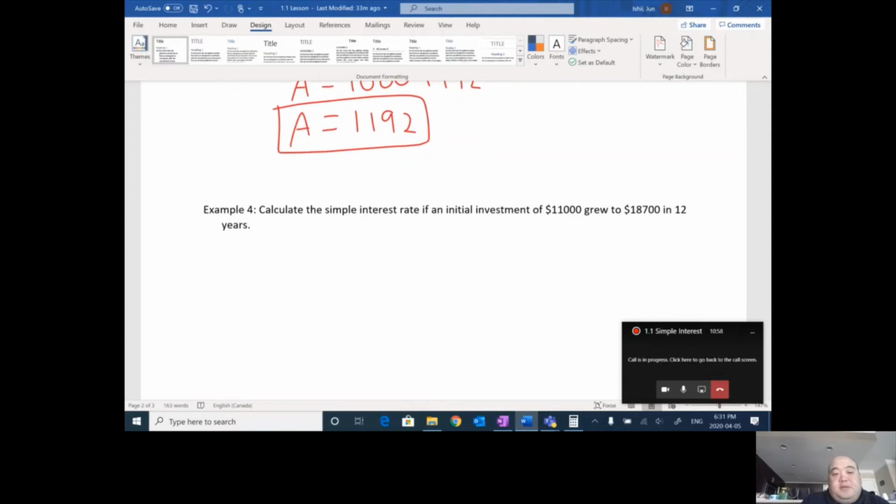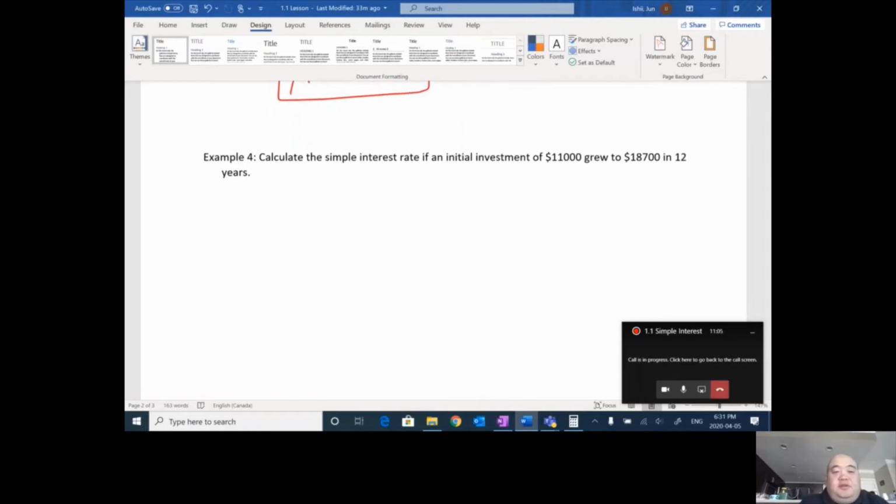Okay. All right, so next up, we want to calculate the simple interest rate if an initial investment of 11,000 grew to 18,700 in 12 years. Okay, so we want to figure out what the interest rate is. So again, I equals PRT. So R is what we're trying to find. Put a little arrow there.